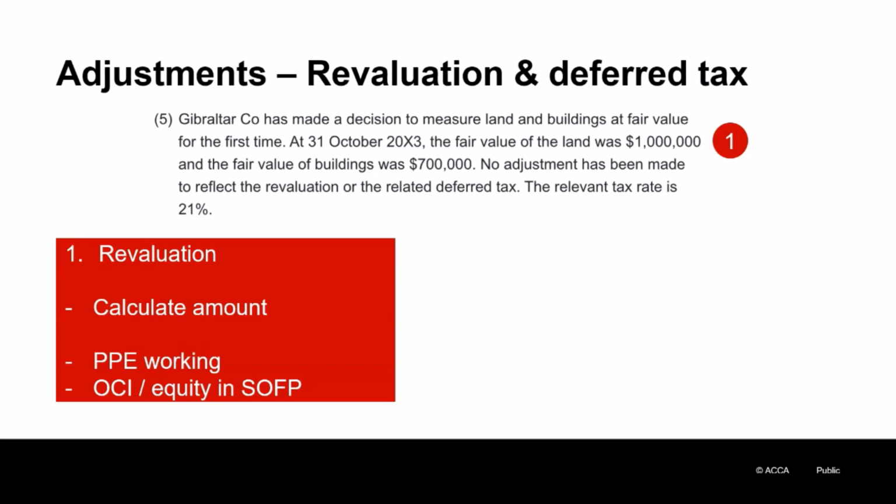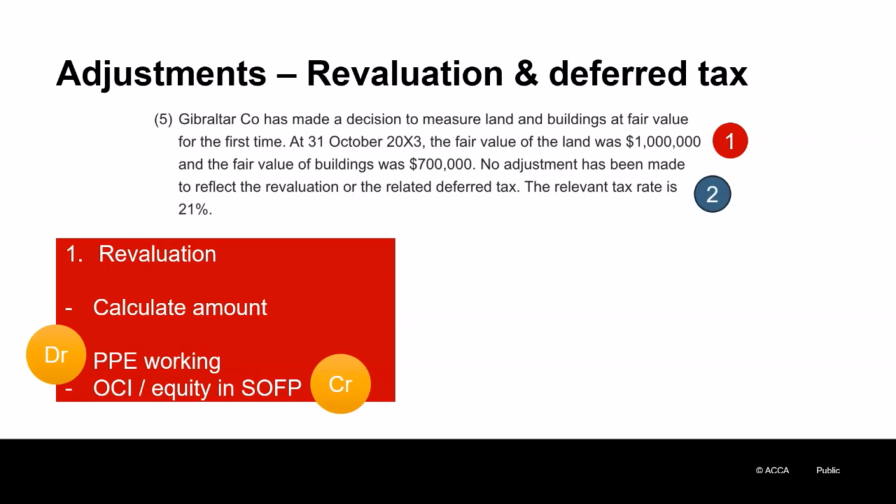We are going to revalue, calculate the amount, and increase the working with respect to property, plant and equipment. So debit property, plant and equipment if there is a gain, and credit other comprehensive income if we are dealing with a statement of profit or loss and OCI question, and equity in the statement of financial position. So that is the debit side and the credit side.